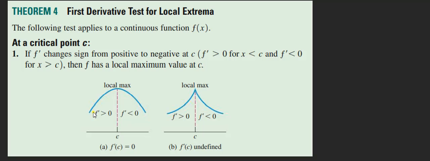Notice, when f prime is positive, that means the function is increasing. And when f prime is negative, that means the function is decreasing. Therefore, you're going to have a local maximum at C. Over here, also is increasing and then decreasing. The only difference between these two is that f prime of C is equal to 0, because you're going to have a horizontal tangent line at x equals C. But over here, f prime of C will be undefined, because you have a cusp.